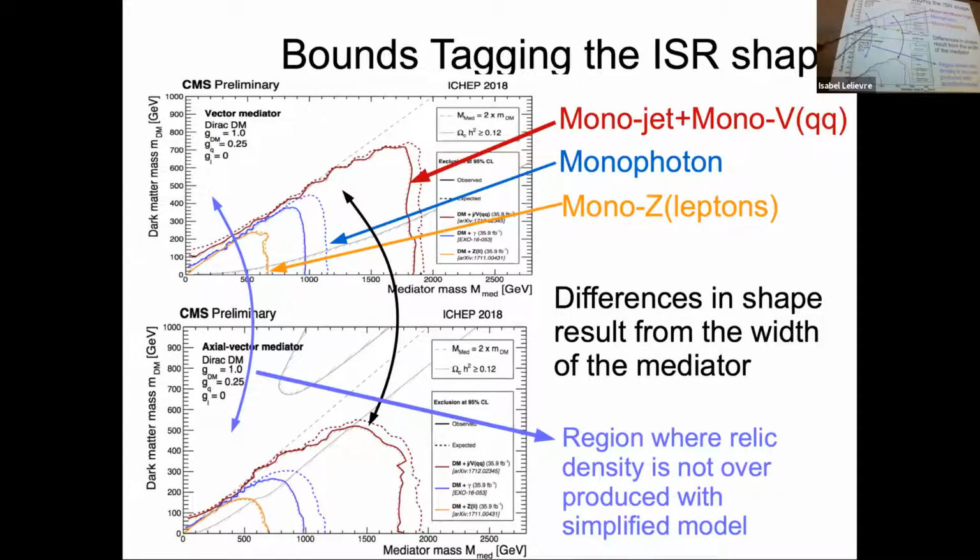The mono Z here is the least sensitive. And you can see, right, as you go from Z to photon to jet, things get more sensitive. And you can also just look at the coupling, right? The mono Z is the weak coupling. Monophoton is just the electromagnetic coupling. And then monojet is the strong coupling.